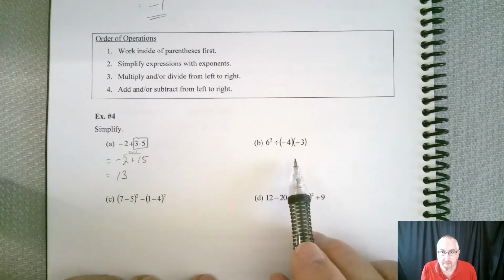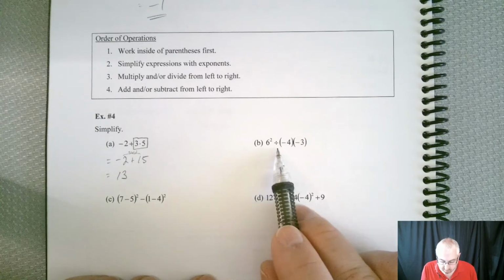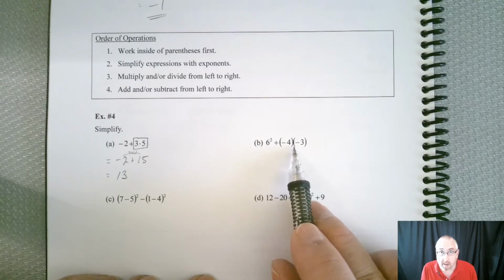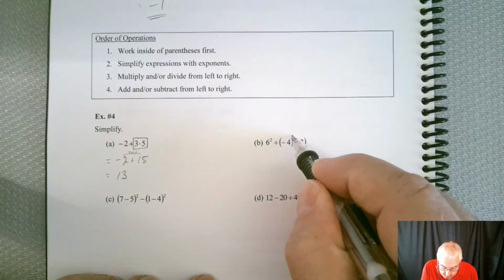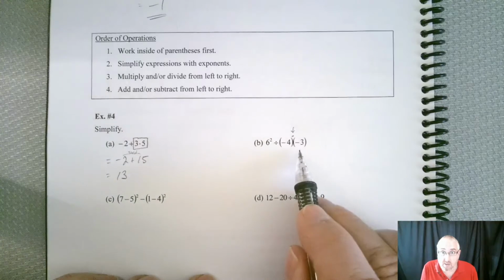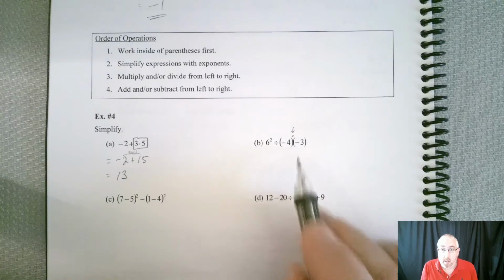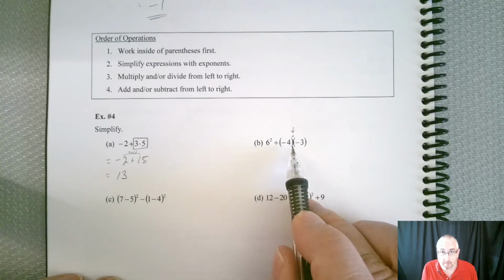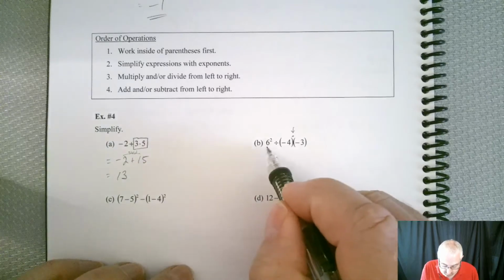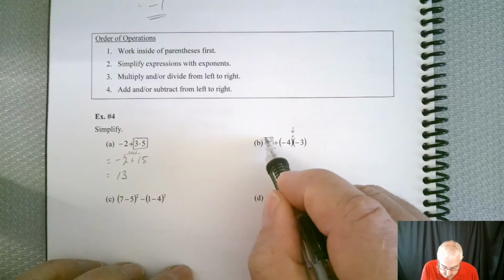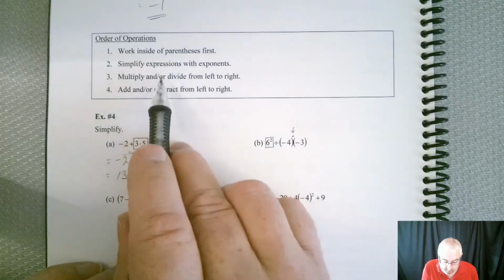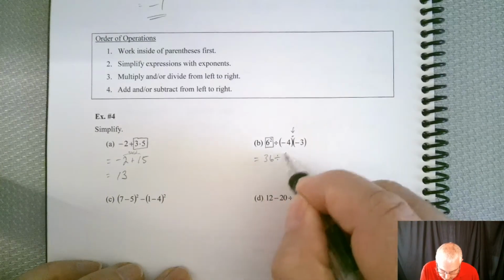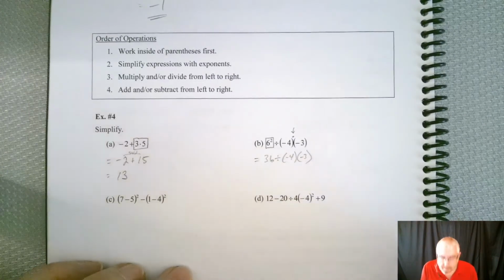Let's take a look at the next one. We got 6 to the second power divided by -4 in parentheses. Remember, if there are parentheses right next to each other, that implies multiplication. So there is a multiplication in here, and then times our -3. So we have exponent, division, and then multiplication. Let's take care of the exponent first because that comes before the multiplication and division. So we want to get 36 divided by -4 times -3.